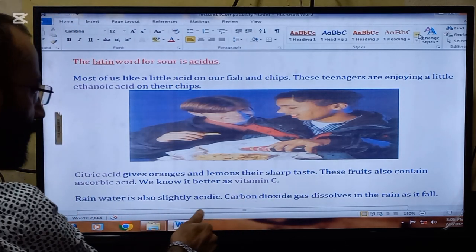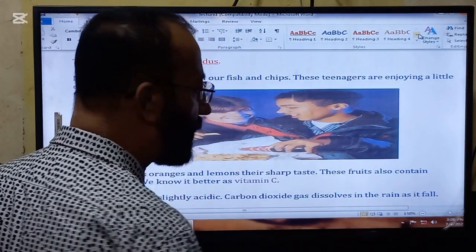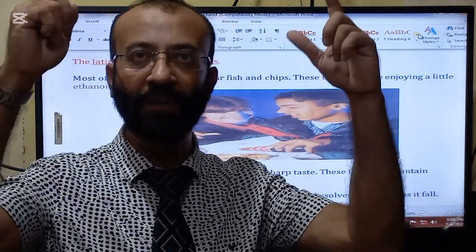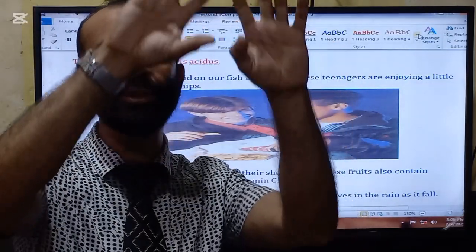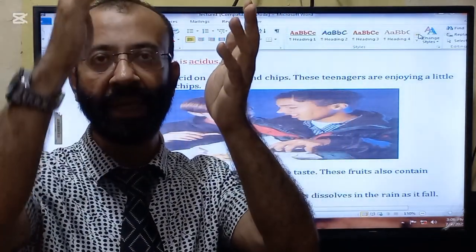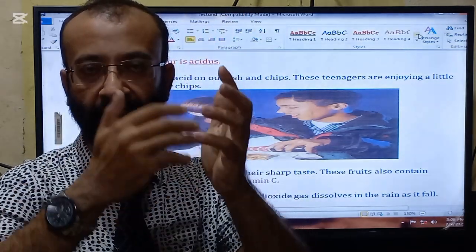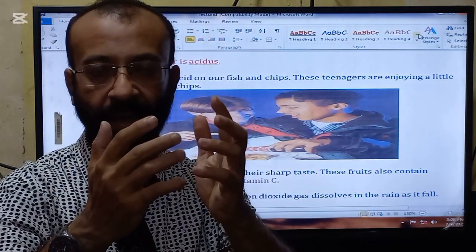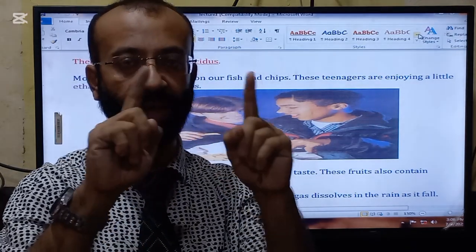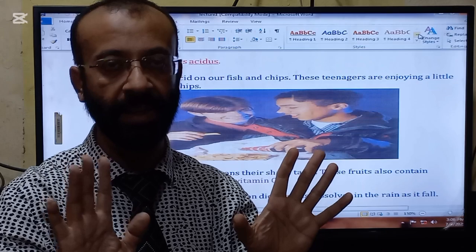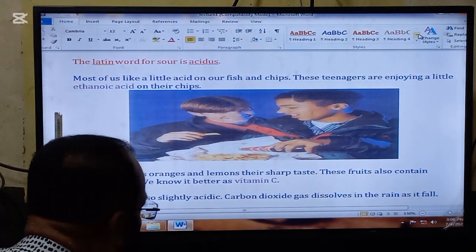Rainwater is also slightly acidic. Carbon dioxide gas dissolves in the rain as it falls. So when water falls from the clouds on the way to the ground, it dissolves carbon dioxide from the atmosphere. Water dissolved with carbon dioxide gas makes carbonic acid, which is a weak acid. So rainwater is also slightly acidic.